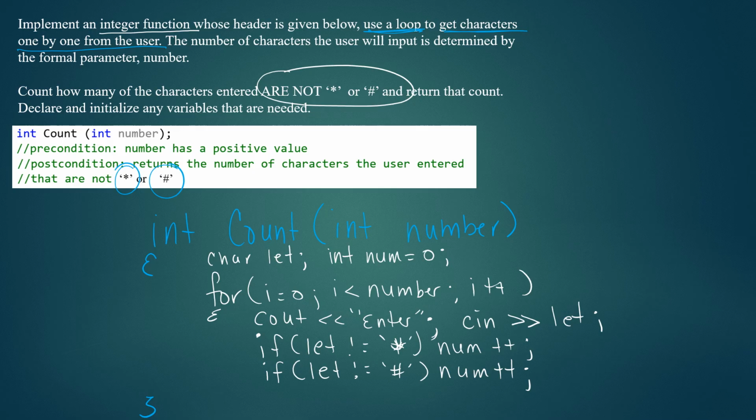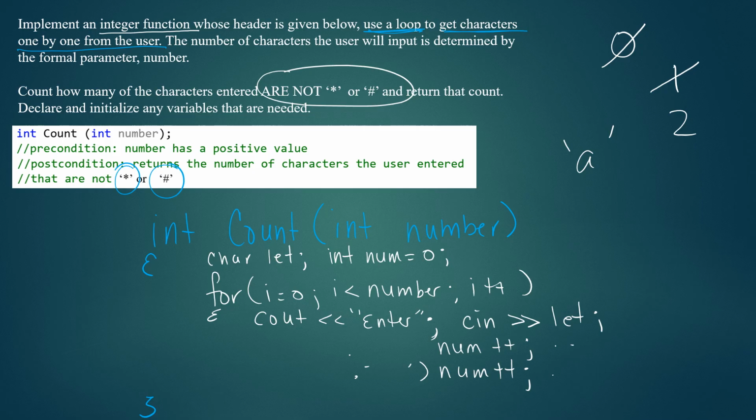If the letter is not an asterisk, it's going to add 1. If the letter is not a hashtag, it's going to add 1. So if the user were to enter an A, it's going to get this letter, and it's not an asterisk, so count is 0. It's not an asterisk, so count will go up to 1. But look at this, it's checking this and it's also checking this. So that means for each character that comes in, it's going to count it twice. So that's not a good solution. So let's try something else here.